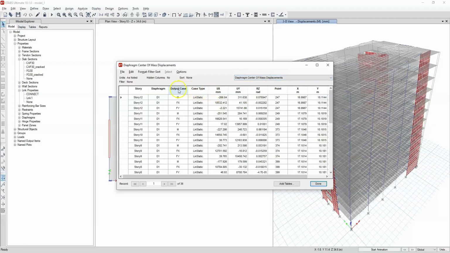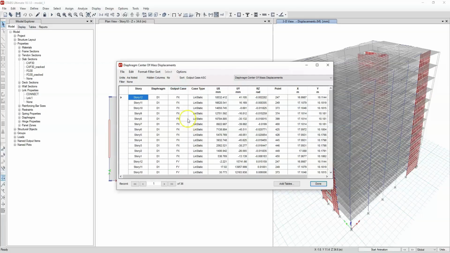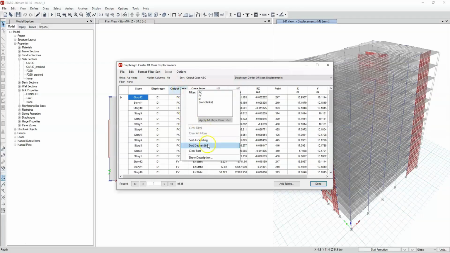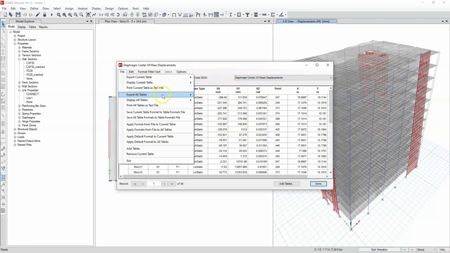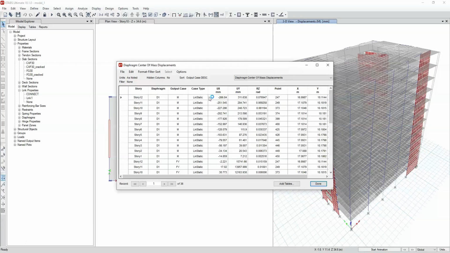And we are going to, before making a copy, apply some filters to the ETABS tables. We are going to sort the output cases so that it is possible to separate the load cases more easily. We could do it in Excel, but here it is shown that it is also possible to do it directly in ETABS. It is very easy. And now yes, we are going to export the tables.